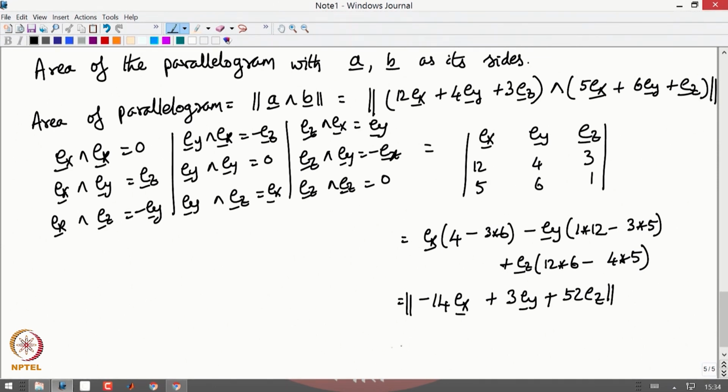The magnitude of this is going to be the square root of 14 squared plus 3 squared plus 52 squared, which will evaluate to be 53.93. This is how you find the area of the parallelogram.